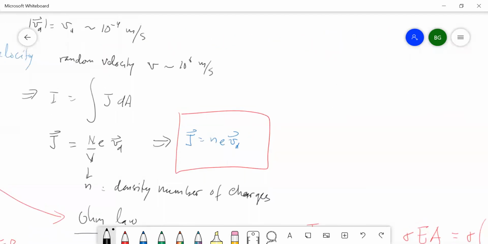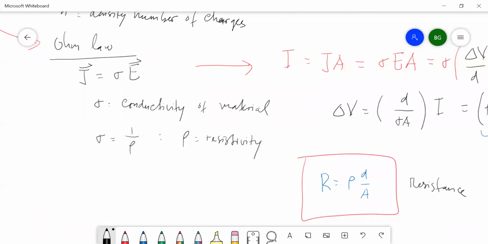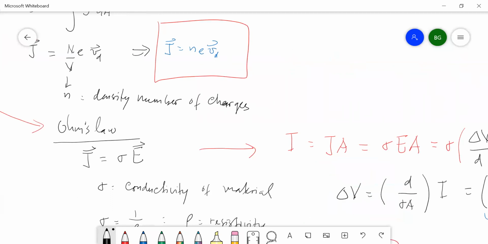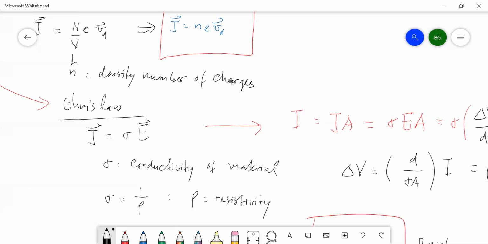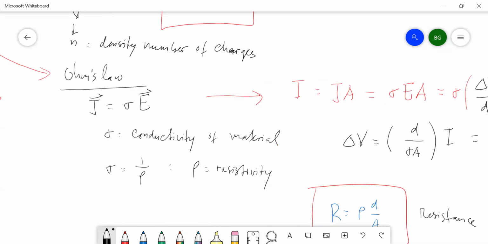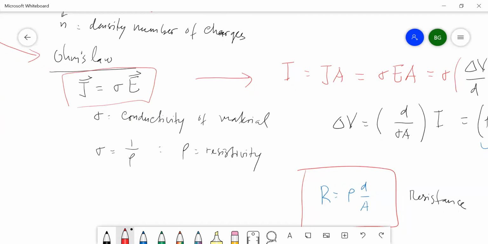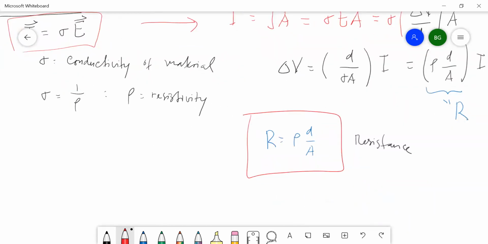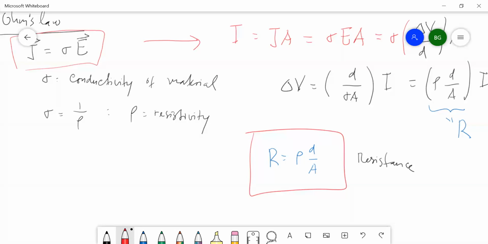Okay, so Ohm's law said that the potential difference equals I times R. Okay, so Ohm's law states that the current density is proportional to the E, where E is the external electric field. I think that's the lecture today. Any question?